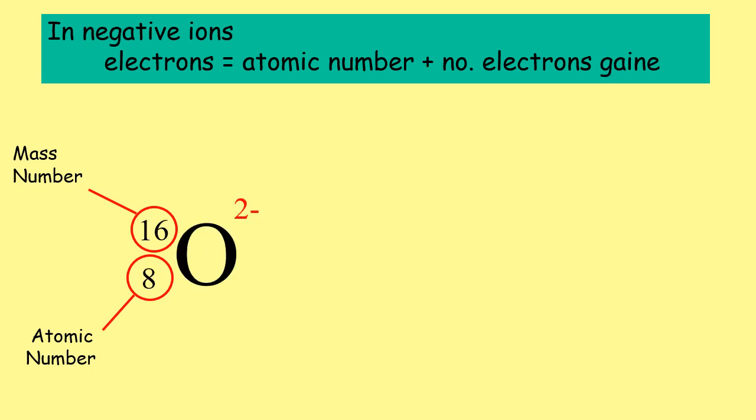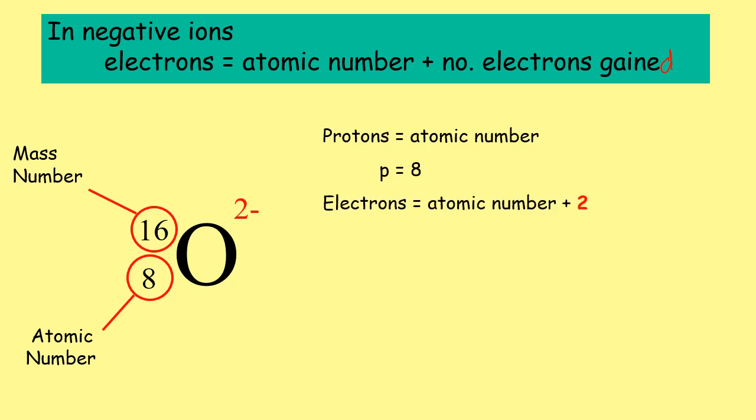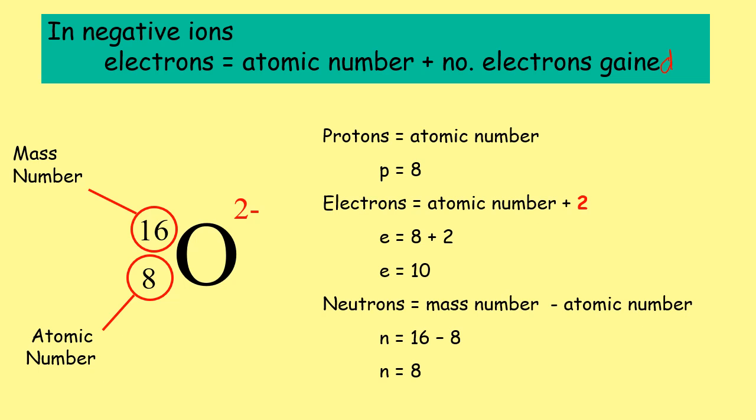Example of a negative ion. This time, it is going to be the atomic number plus the number of electrons gained. So for this, protons, atomic number, never changes, 8. The electrons, it's going to be the atomic number plus 2 because we've gained 2 electrons to become negatively charged. So 8 plus 2 is 10. And our neutrons is our mass number, big number, minus atomic number, small number, 16 minus 8, which is 8.